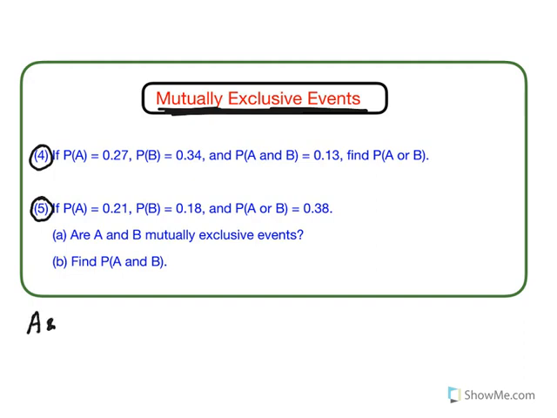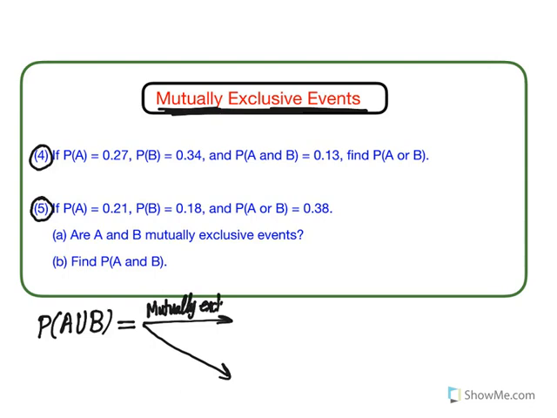Let's write it like this. Maybe it will make it much easier for you. Probability of A or B is equal to, there are two things. Either A and B are mutually exclusive, or they are not mutually exclusive.